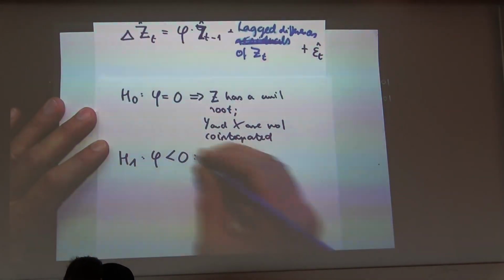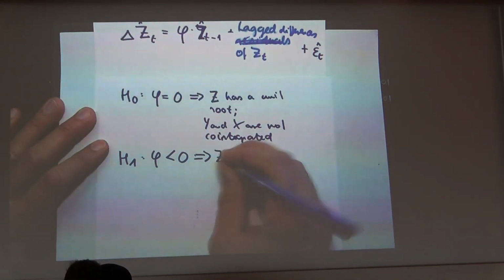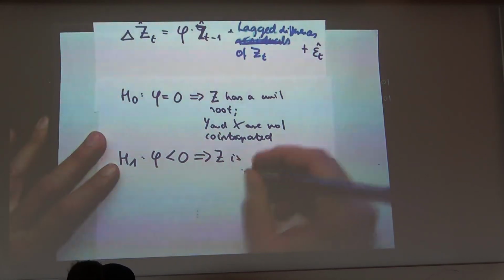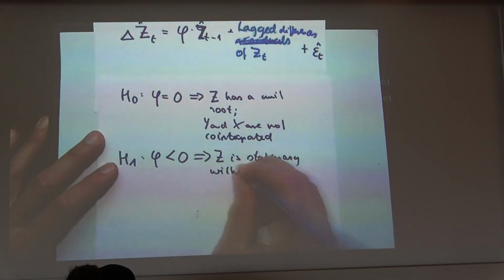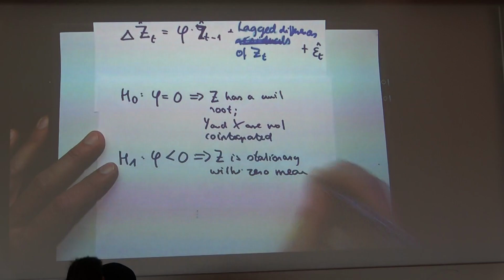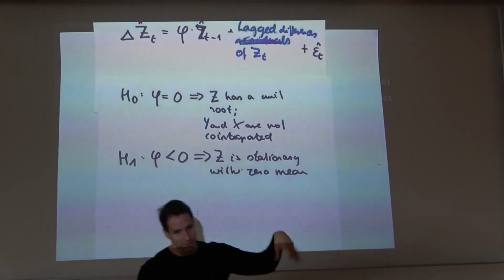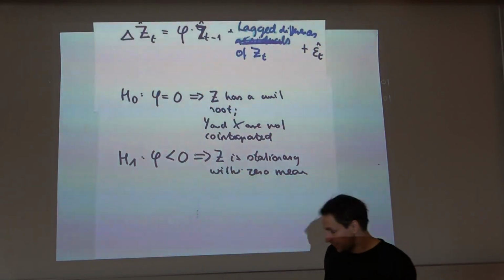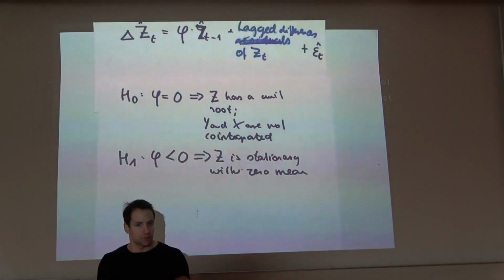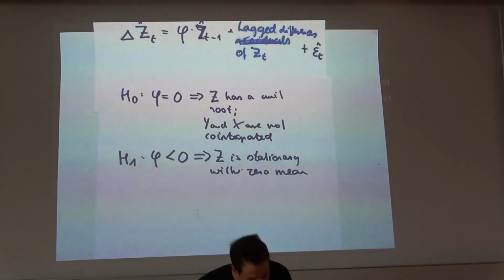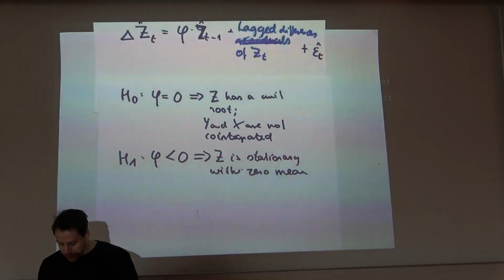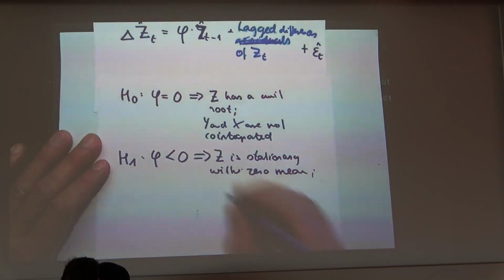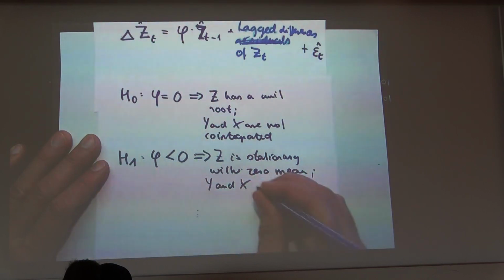So in this case, this states that z is stationary with 0 mean. We already considered that; that was part of the last lecture. And of course, phi cannot be greater than 0, because in that case the process would not be stationary at all; it would literally explode. So z is stationary with 0 mean, and this is equivalent to saying that y and x are cointegrated.